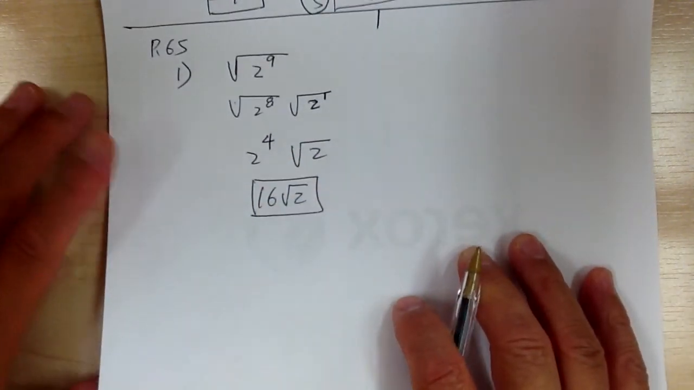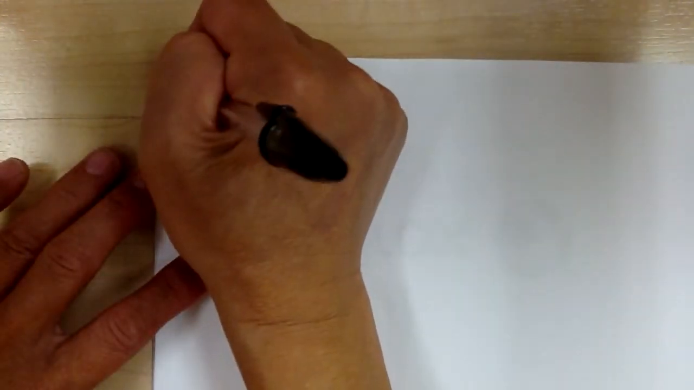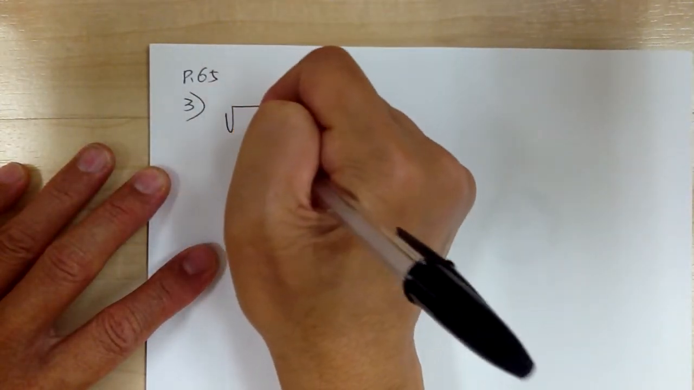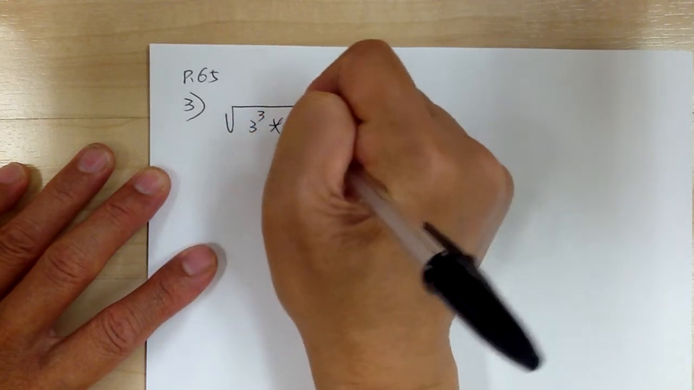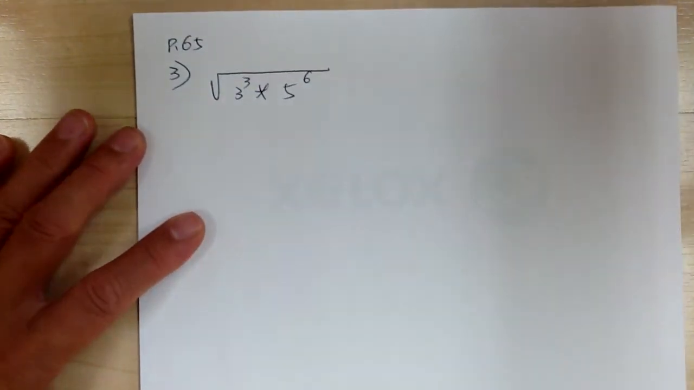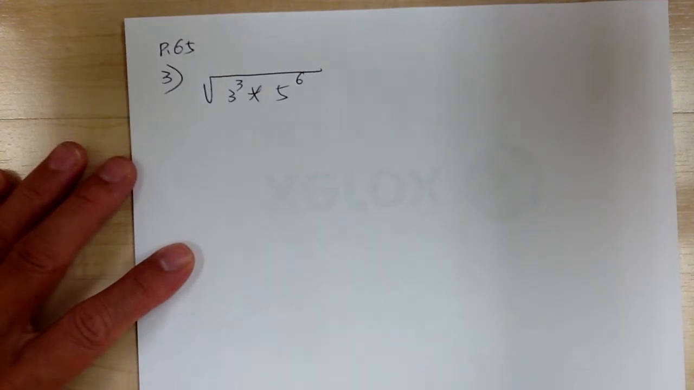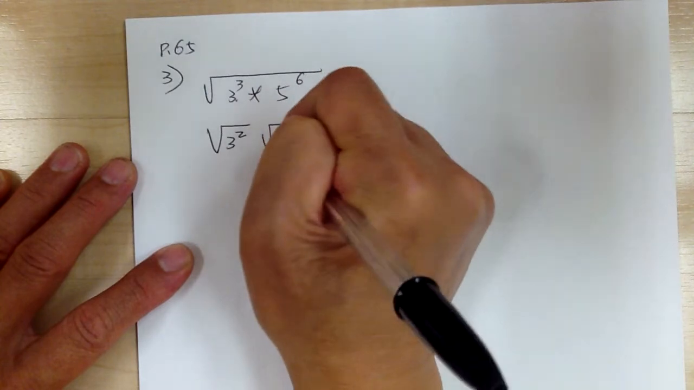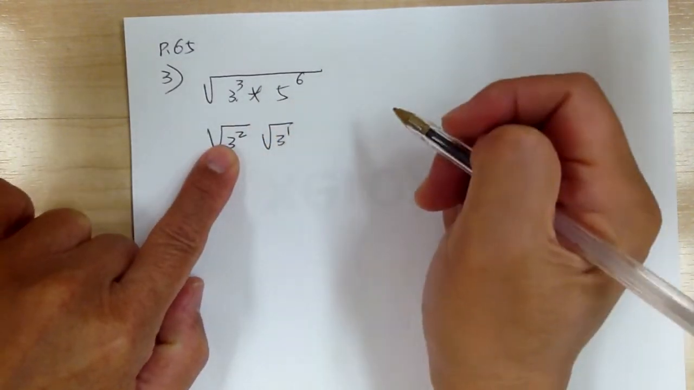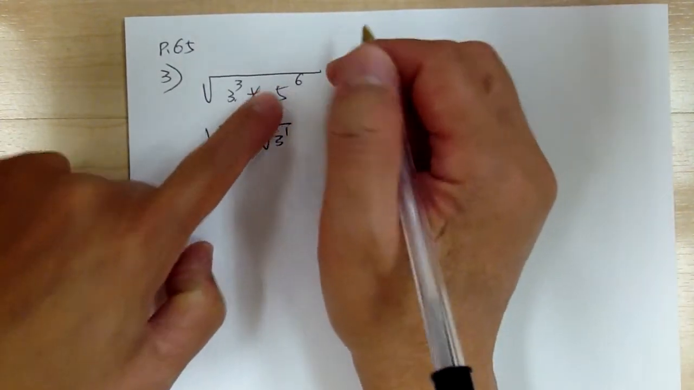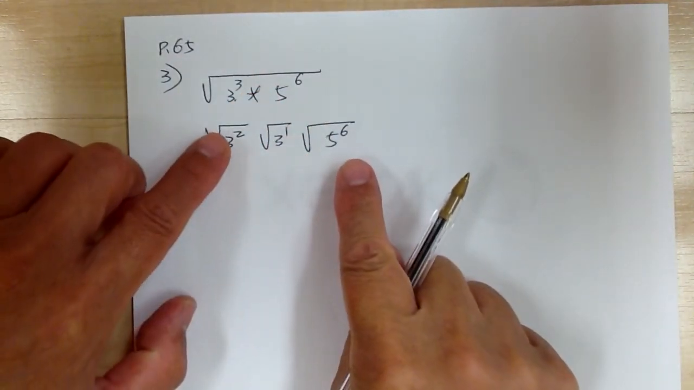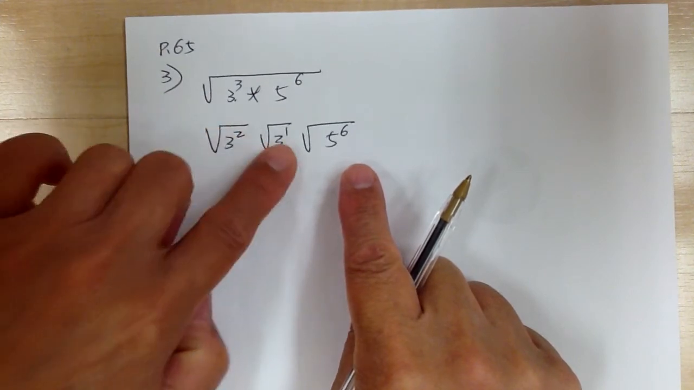Okay, let's go to number 3. You have the square root of 3 to the 3 times 5 to the 6. So again, you want to break up so that you get the good part and the leftover part. So 3 to the 3, you're going to break into 3 to the 2 and 3 to the 1. This is the one you can simplify, and this is the leftover. For this one, this is already good. This one can simplify, right? So you can break it up into the one you can simplify and the leftover.